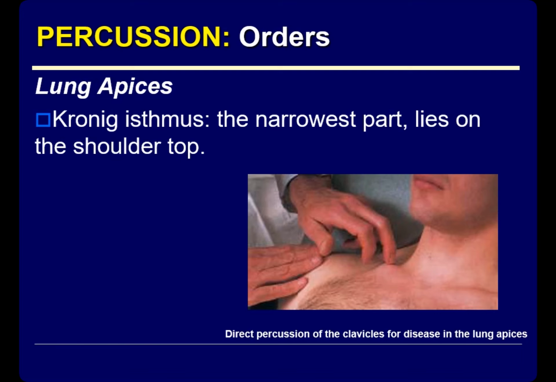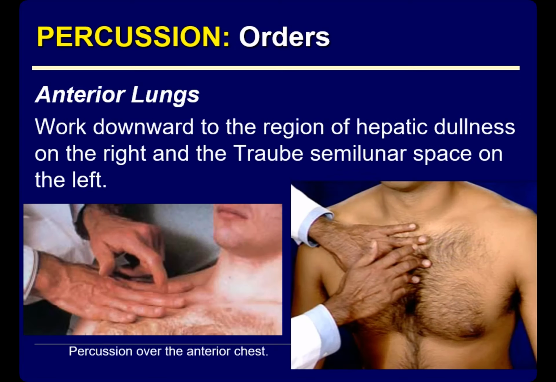The order of percussion is normally from up to down, from the anterior to the posterior. Kronig's isthmus, the narrowest part of the resonance, lies on the top of the shoulder. We commonly use direct percussion in the lung apices. For the anterior lungs, we percuss downward to the region of hepatic dullness on the right and Traube's semilunar space on the left.